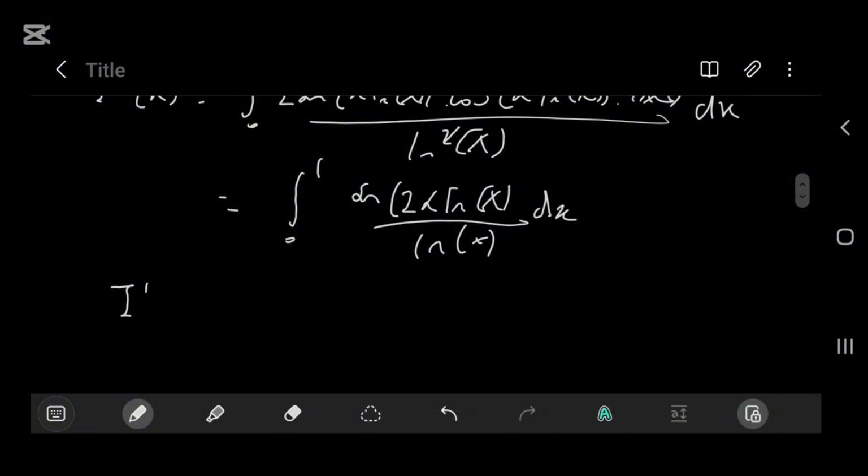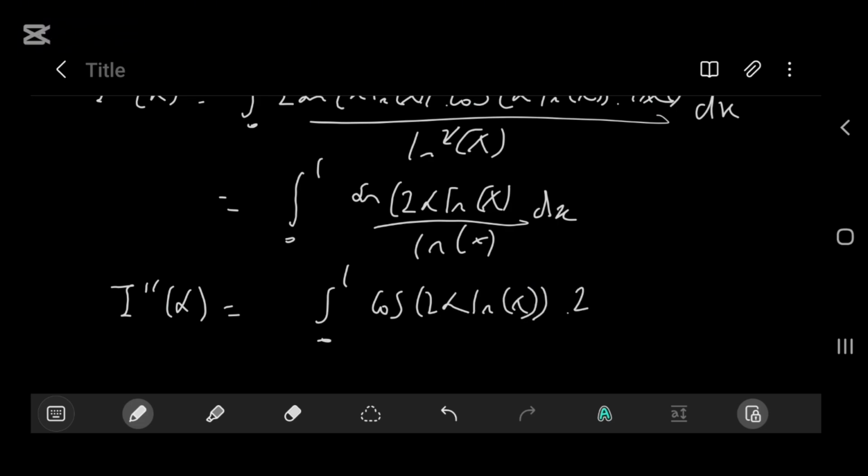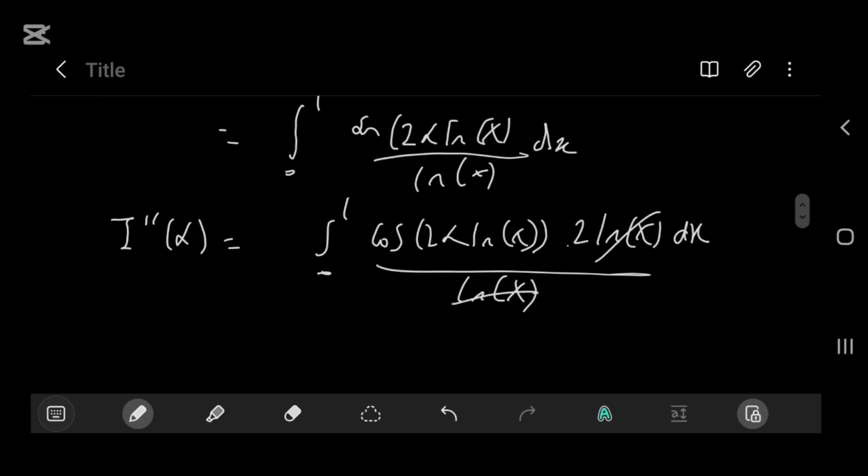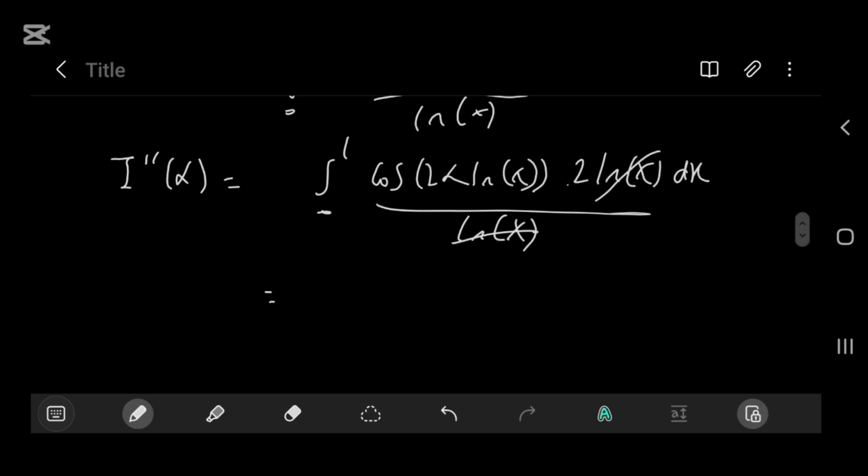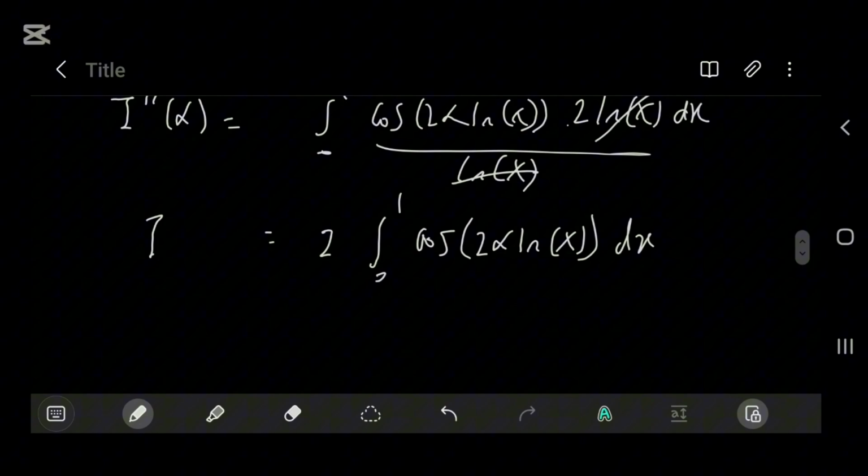So we get I double prime of alpha equals the integral from 0 to 1 of cos of 2 alpha ln x times 2 times ln x dx over ln x. Pretty much these things will cancel each other out, and finally we have 2 times the integral from 0 to 1 of cos of 2 alpha ln x dx. Okay, so how am I going to solve this from here?